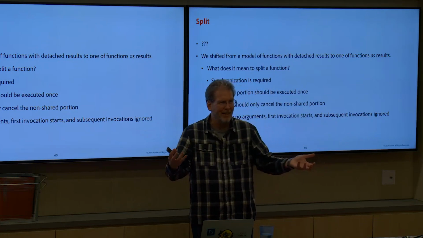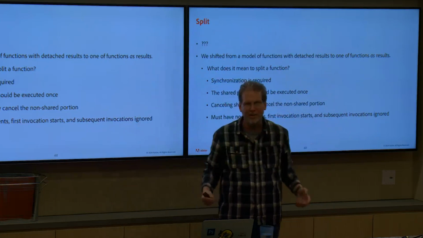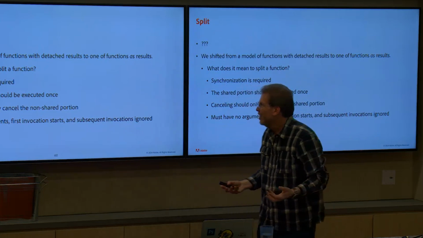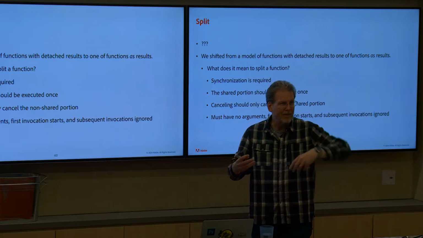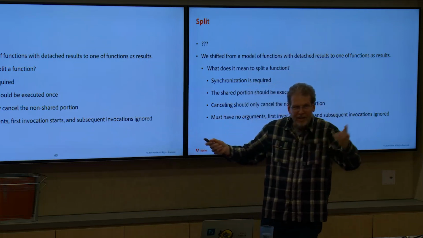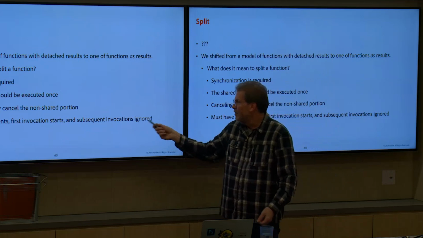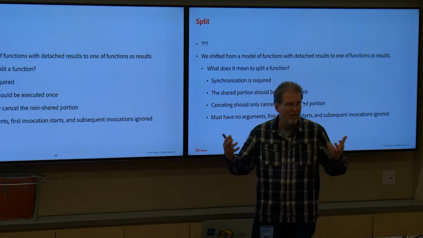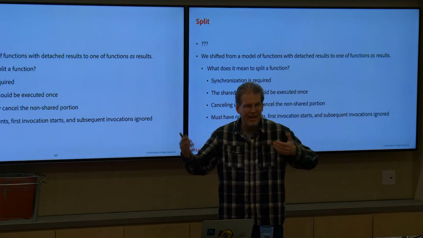What does that mean, right? Those values start at the shared portion and feed in. So it has to be fully bound. I have to bind all the arguments up front. And then the first invocation, one of these leaf nodes should get it started, and the subsequent invocations should be ignored, right? So I can start it from either side and get going.